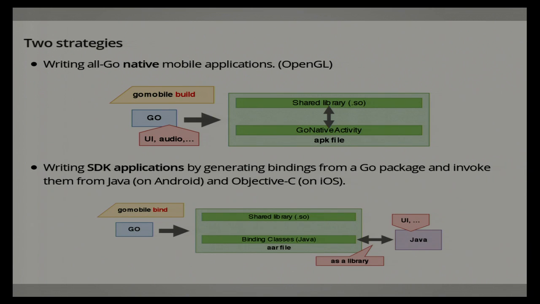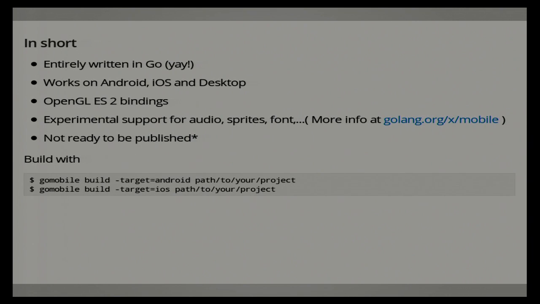in your Android project. So native application. In short, they are entirely written in Go. You don't need anything extra. They work on Android, iOS, and also on desktop. You are using OpenGL binding, which means that if you are already doing a mobile application with OpenGL and C code, this should be very similar.